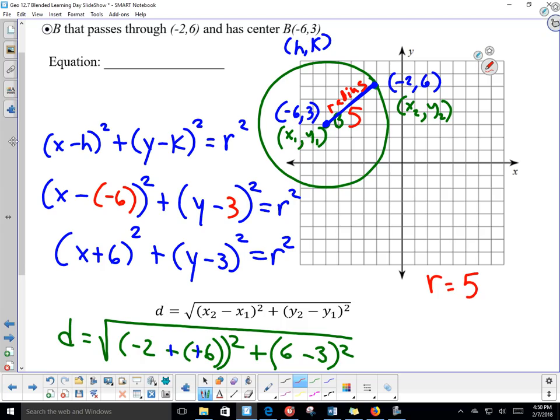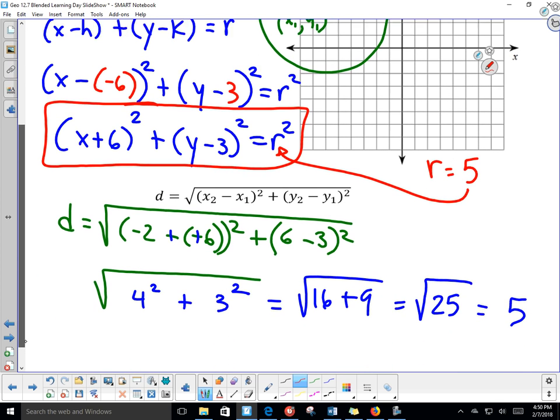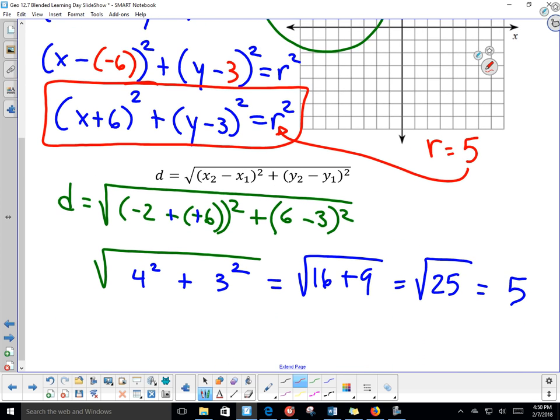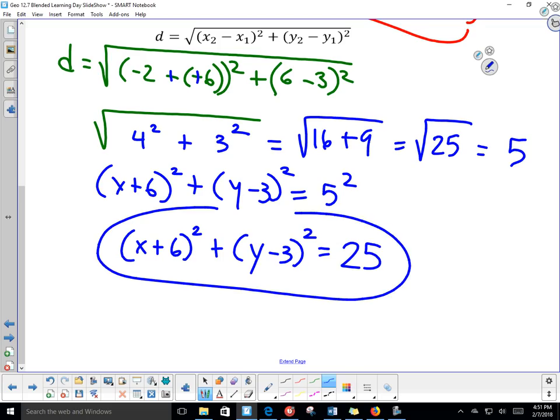In our equation that we had all set up right here, it was all done except we didn't know what the radius was. But now we do, so we can plug that in for r. Our final equation should be x plus 6 quantity squared plus y minus 3 quantity squared equals 5 squared. Or we could write it x plus 6 quantity squared plus y minus 3 quantity squared equals 25. And that'll be our answer for this problem.